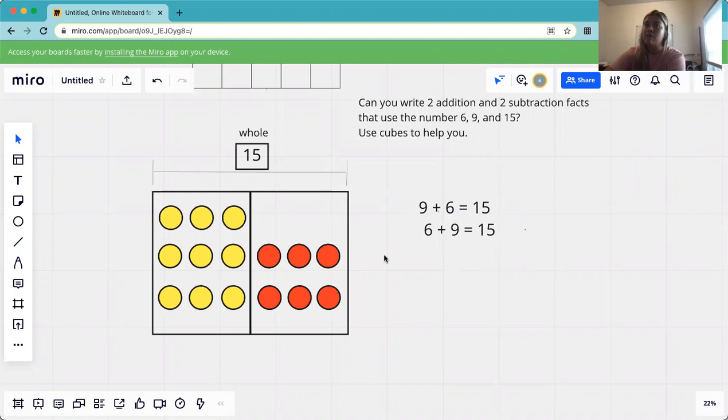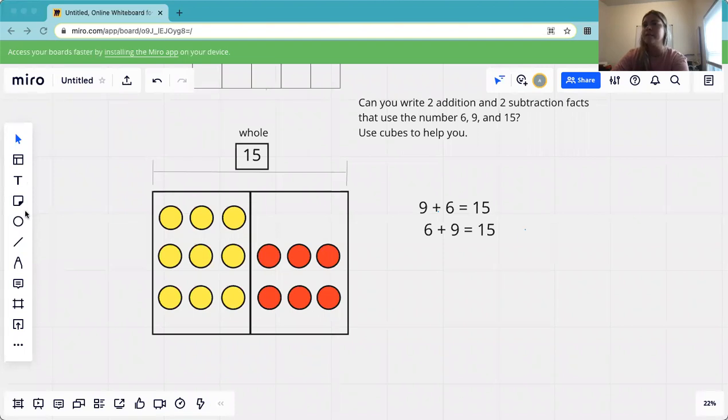I want you to think to yourself, how are these two addition equations alike? Yeah, they have the same numbers, 9, 6, and 15. Now let's ask ourselves, how are they different? Yeah, we can see right here that our 9 and our 6 are here for this one, and they are switched here to be 6 and 9 now. So our two addends are switching.